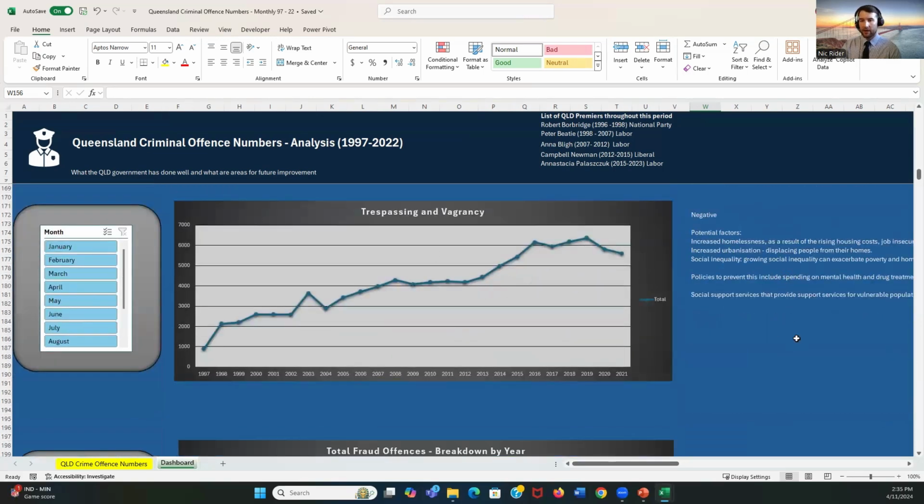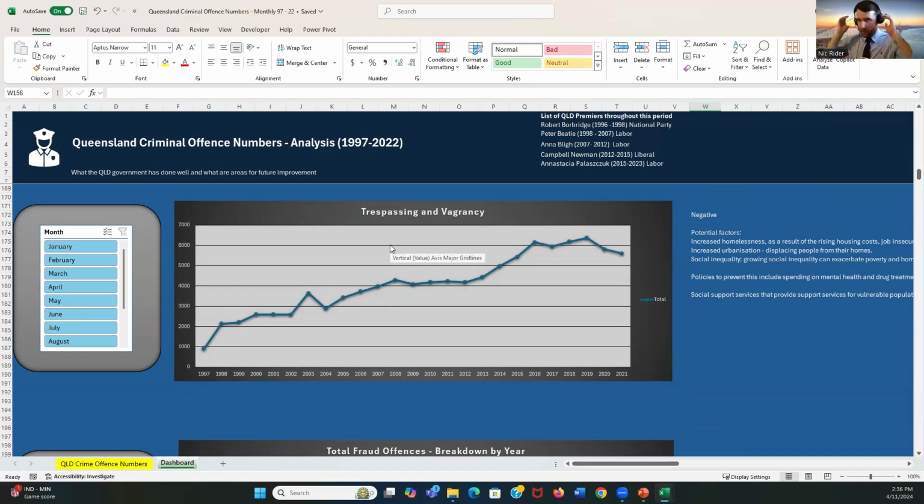Okay, we've got two more to go. We're just going to go through this for today, and the second video we'll touch on in the coming days or weeks. So we've got trespassing and vagrancy. What we can see here is this is pretty negative. It's increased over time. There were 5,602 cases here in 2021, and when we started here in 97, there were only 891. So this probably comes back to the homelessness problem.